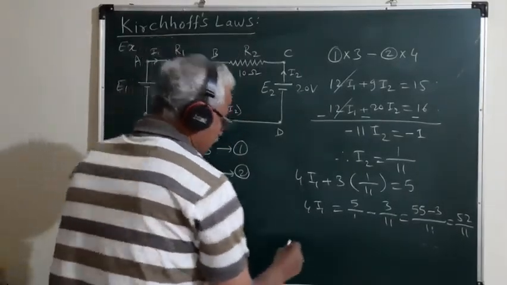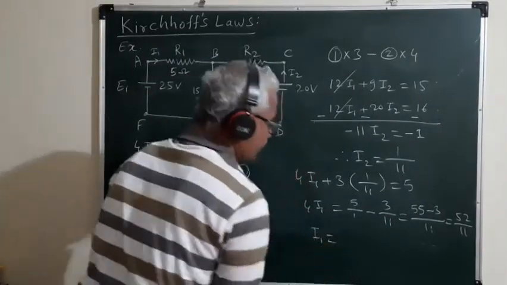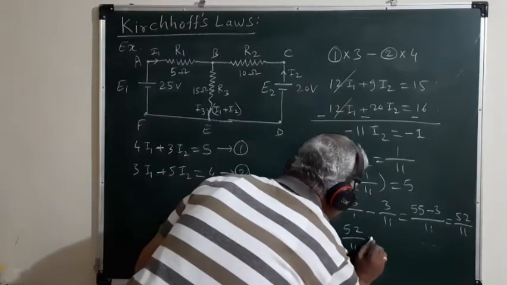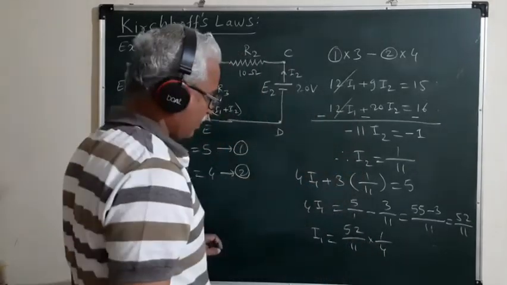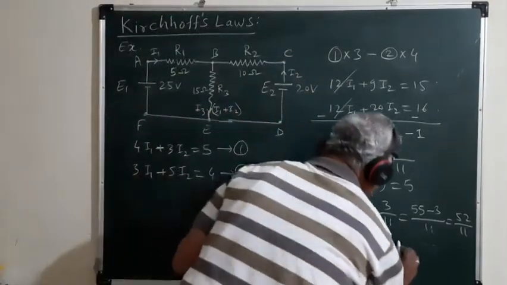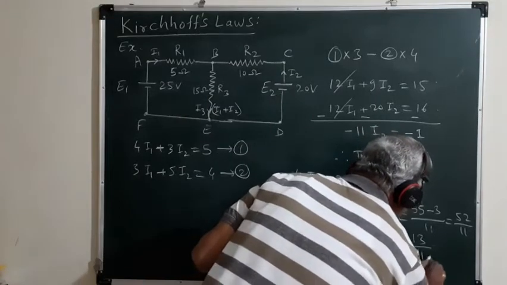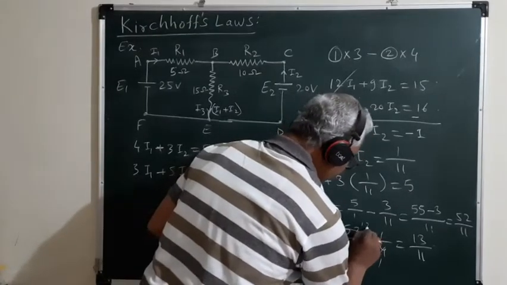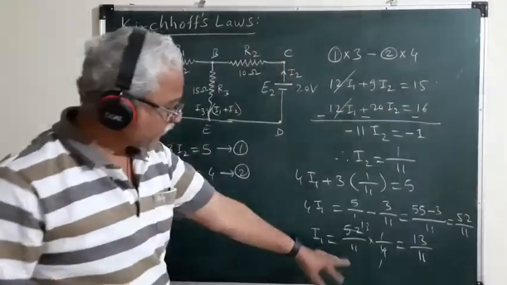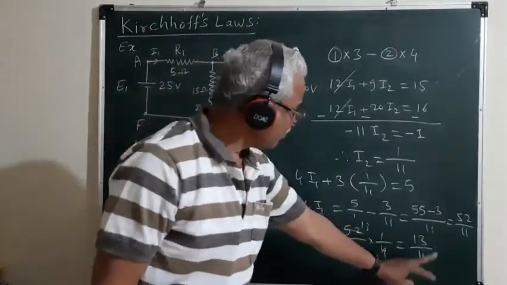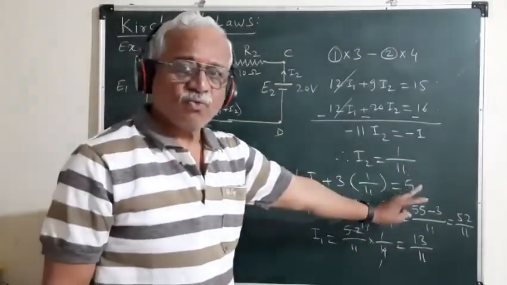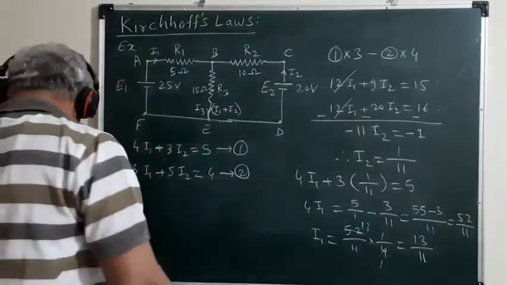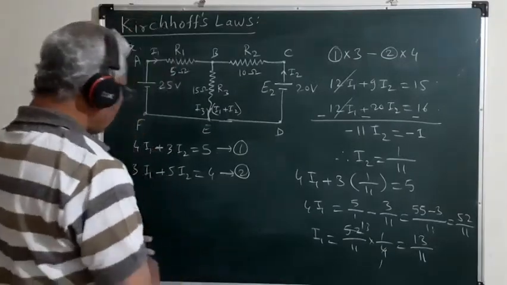So I1 is equal to 52 by 11 into 1 by 4. So this is equal to 13 by 11. So I1 is equal to 13 by 11, I2 is equal to 1 by 11. And knowing the values of I1 and I2, easily we can find out the value of I3 because I3 is equal to I1 plus I2.